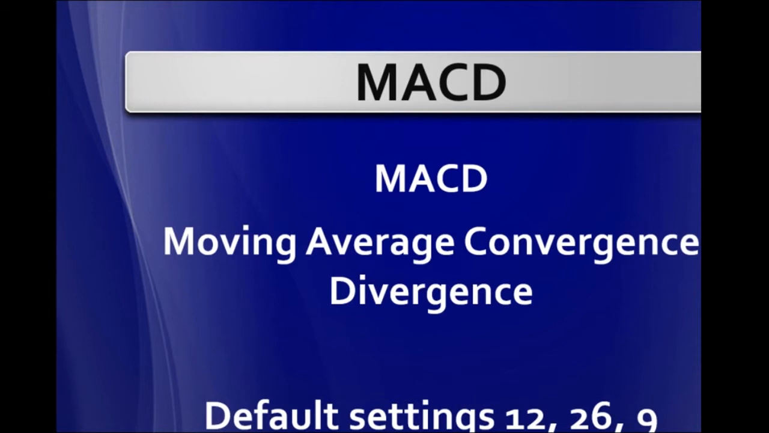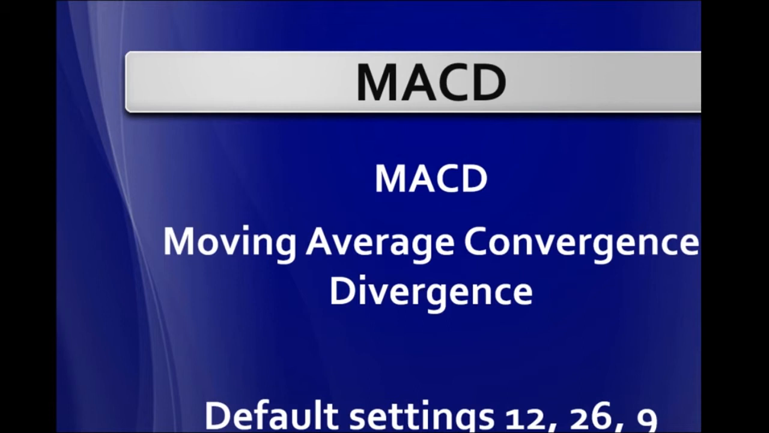MACD. This is a trader favorite, quite possibly the most popular technical indicator, and I think it's because it's so easy to understand. It's effective, probably because so many people are using it, and it's a great way to get started in technical analysis. The letters stand for moving average convergence divergence, and it'll help us pinpoint meaningful changes in a stock's price direction and momentum.